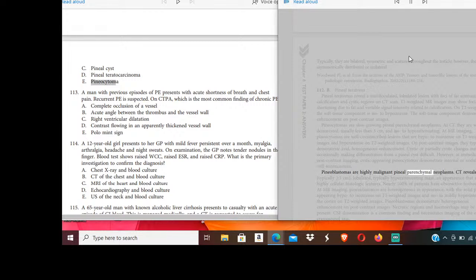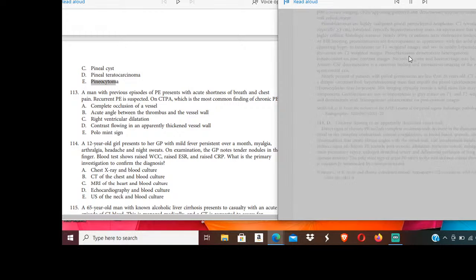Pineoblastomas are highly malignant pineal parenchymal neoplasms. CT reveals a large, typically greater than or equal to 3 cm, lobulated, typically hyperattenuating mass, an appearance that reflects its highly cellular histologic features. Nearly 100% of patients have obstructive hydrocephalus. At MR imaging, pineoblastomas are heterogeneous in appearance, with the solid portion appearing hypo to iso-intense on T1 weighted images and iso to mildly hyperintense to the cortex on T2 weighted images. Pineoblastomas demonstrate heterogeneous enhancement on post-contrast images. Necrotic regions and hemorrhage may be present. CSF dissemination is a common finding and necessitates imaging of the entire craniospinal axis.